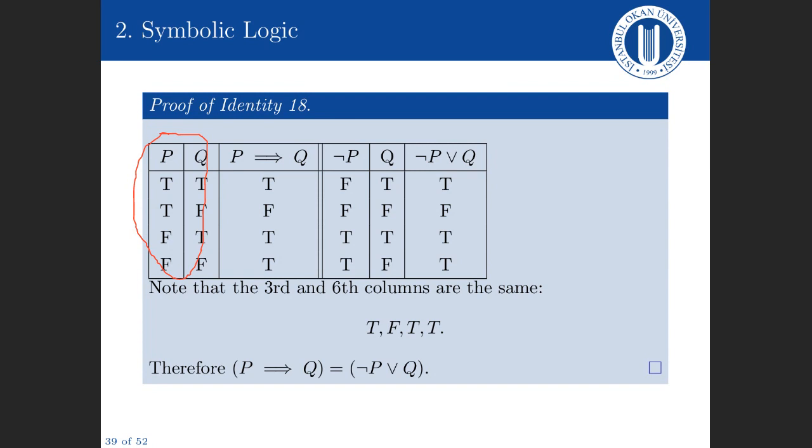P is true or false, two possibilities. Q is true or false, two possibilities. And 2 multiplied by 2 is 4. And we need 4 lines in our table. If, for example, we were doing a bigger truth table with P, Q, and R, each one of these could be true or false. We'd have 2 multiplied by 2 multiplied by 2 is 8. We would need to do a truth table with 8 lines.